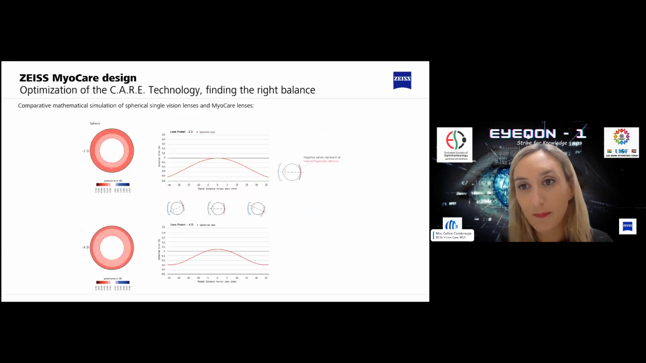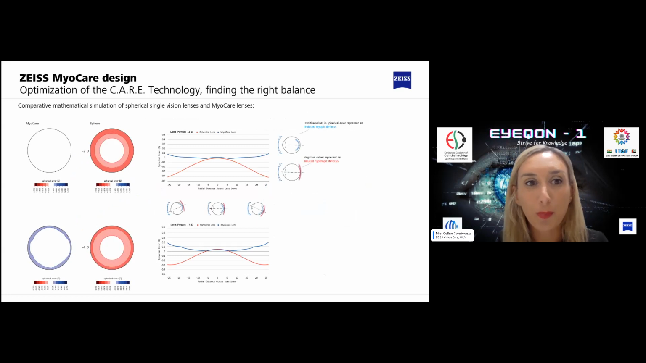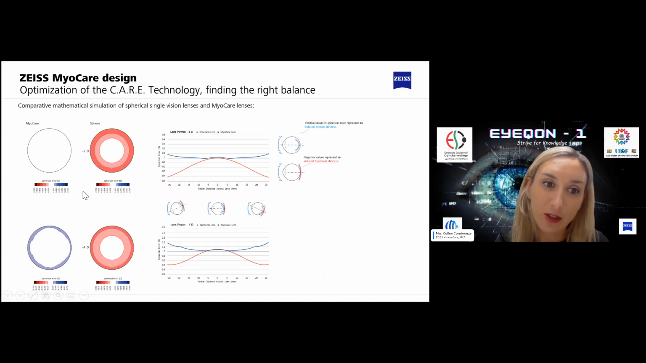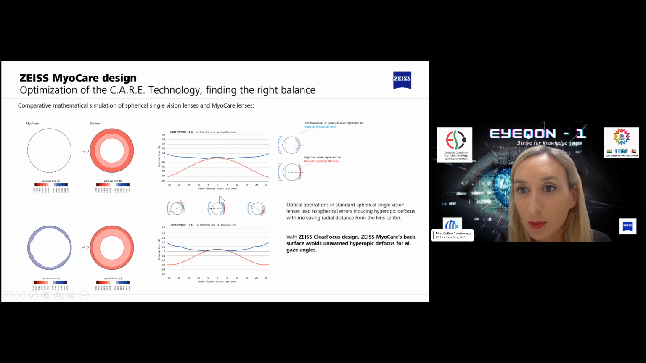This is actually a graph where we compare two types of lenses, -2, -4, one classic spherical single vision and myopia. From the center of the lens, where is the optical center, through the peripheral part, the colored part are showing the aberrations. Aberrations are measured thanks to spherical error. Okay. As you can see, a myopia compared to a normal single vision is already really minimizing the aberrations, even on a -4. We can even more see it on the graph in the middle.